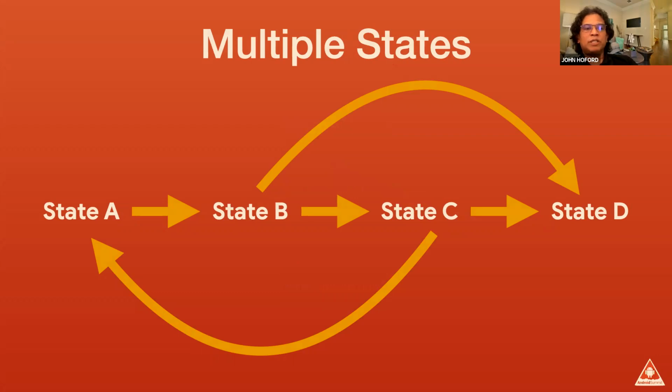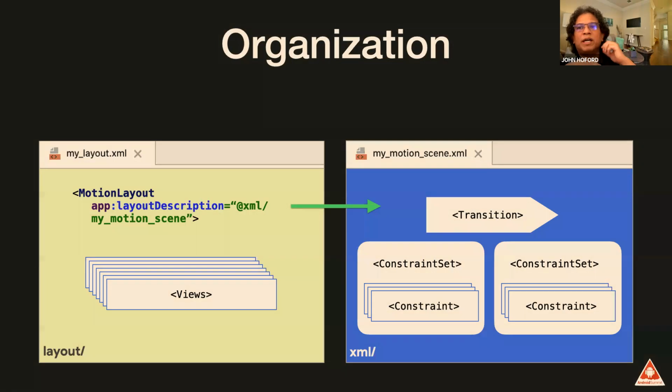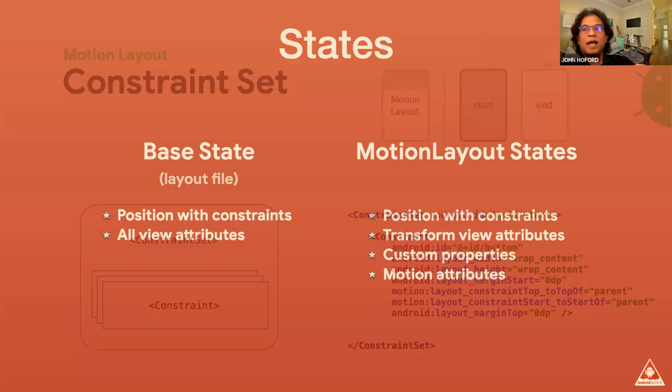And how does it all work on the inside? Well, you have your normal layout file. So anybody who's built layouts in Android has these files. And in fact, you have an XML file called a motion scene, which the layout file is pointing to. And in the motion scene file, you have constraint sets.